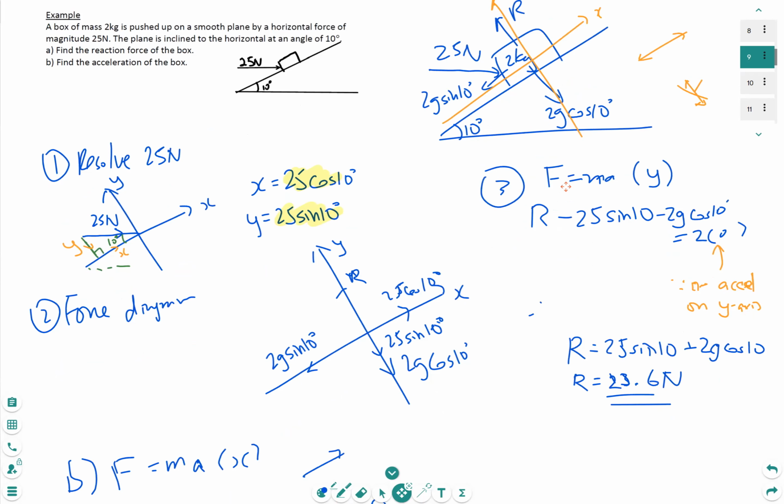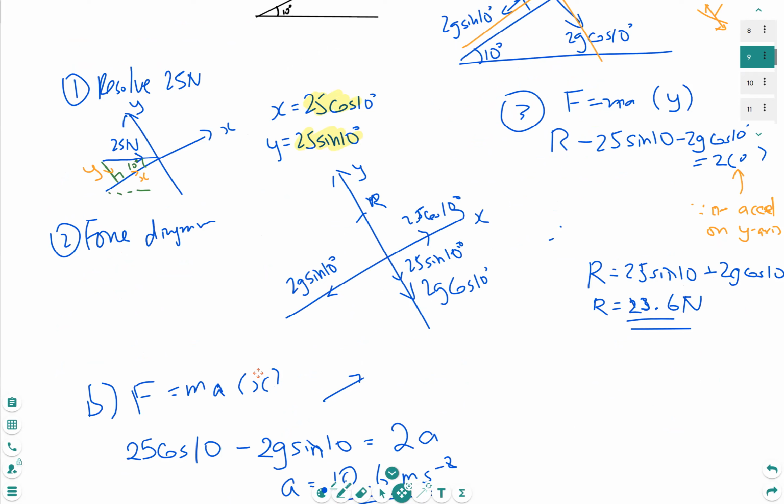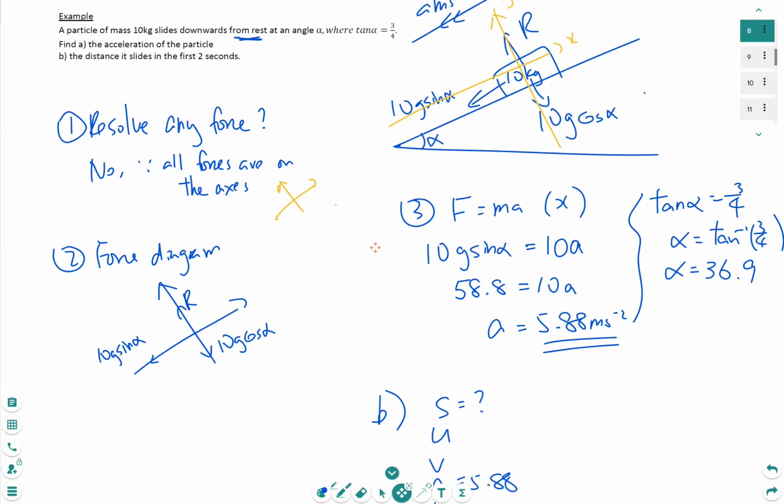Third step usually is F equals MA in the y direction and F equals MA in the x direction. So it's usually both directions. You have to do the calculation for both. Sometimes you can get away with working out just one. Like the first example here, we did not have to work out F equals MA in the y direction because they did not ask us about reaction. But the third step essentially is to work out F equals MA in x and y.